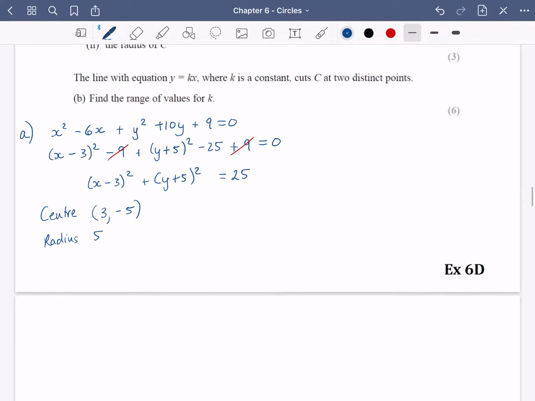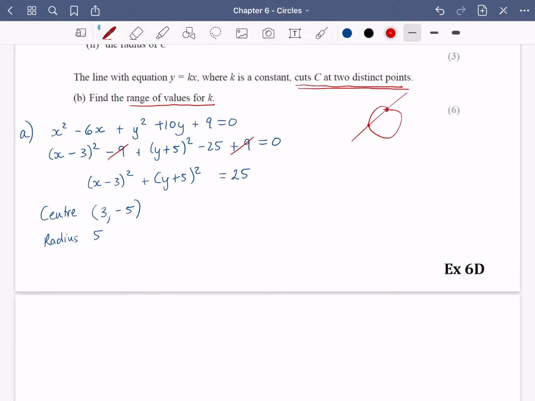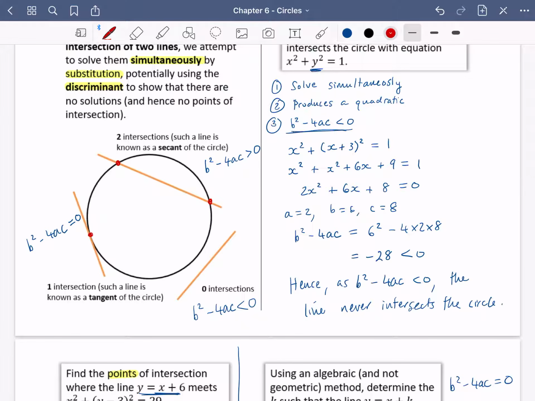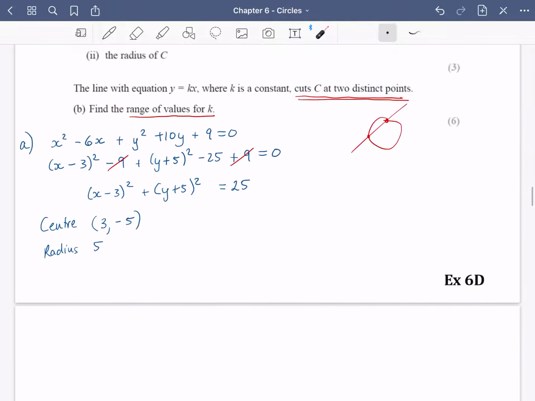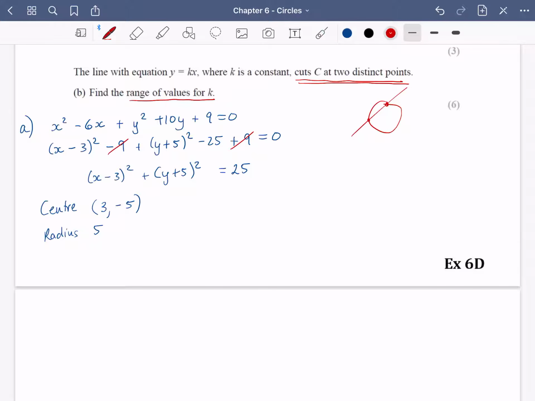Now it says the line with equation y equals kx, where k is a constant, cuts C at two distinct points. So it's cutting the circle at two distinct points, and it wants us to find the range of values for k, not an exact value, but a range of values. Now, if we've got a circle and it's cutting it at two distinct points, we know to do with our discriminant that we've got up here, out of these three scenarios, this one is referring to cutting at 2 points. So we want the discriminant to be bigger than 0. This is kind of a nice revision from some of the earlier stuff we did on the discriminant. So I would like to just jot down, we want the discriminant to be greater than 0.